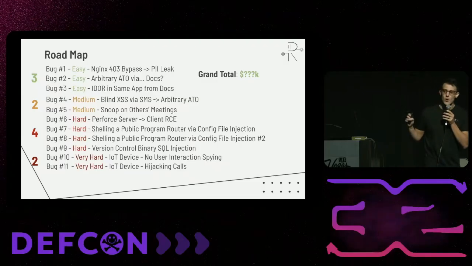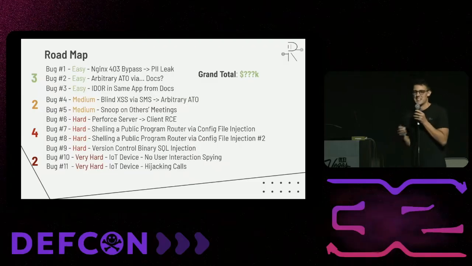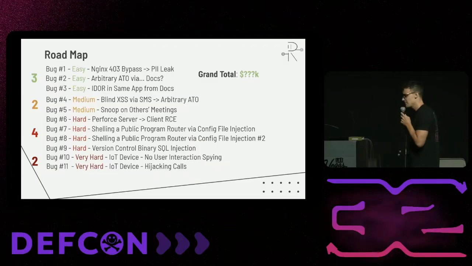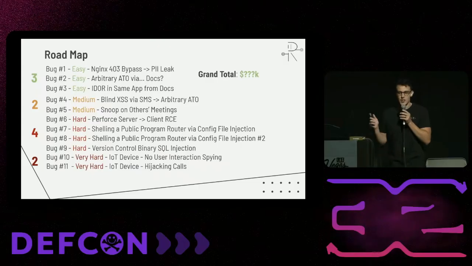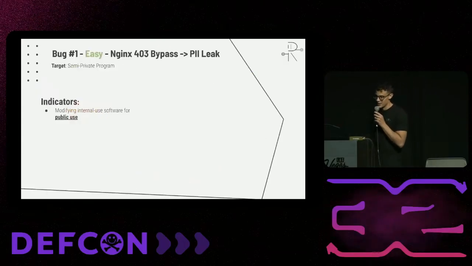And I'm going to do so at as much technical depth as I can without revealing the target. We have 3 easy bugs. We have 2 mediums, 4 hards, and 2 very hards. So we're going to start off easy, and then we're going to go a little bit deeper after that. All right, so let's jump into it. First one is an Nginx 403 bypass to PII leak, okay?